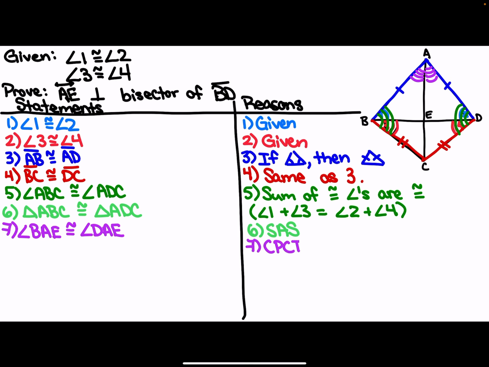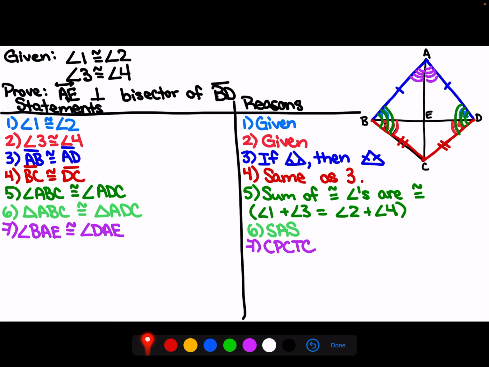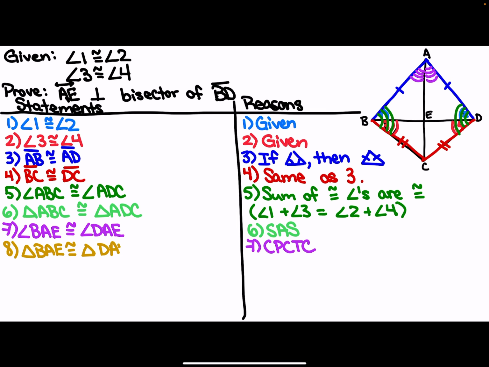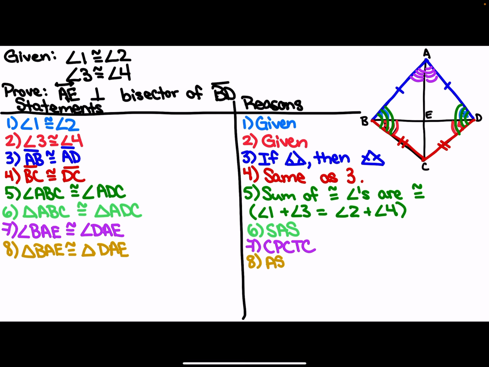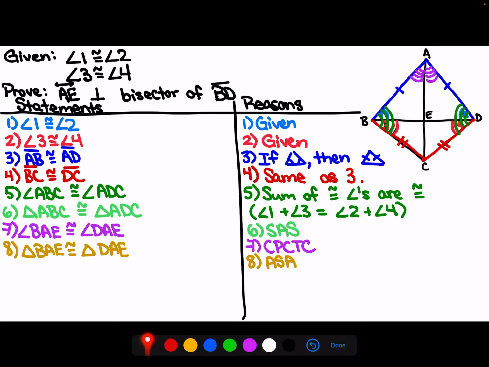From here, I now have enough information to say that the top triangles are congruent. I have angle, the blue angle right here, angle 1. So angle, side, angle. So triangle BAE is congruent to triangle DAE by angle, side, angle. Now that those two triangles are congruent, I can focus in on the bisection portion of our proof. So again, we want to focus on bisection. So I can now say that BE is congruent to ED.